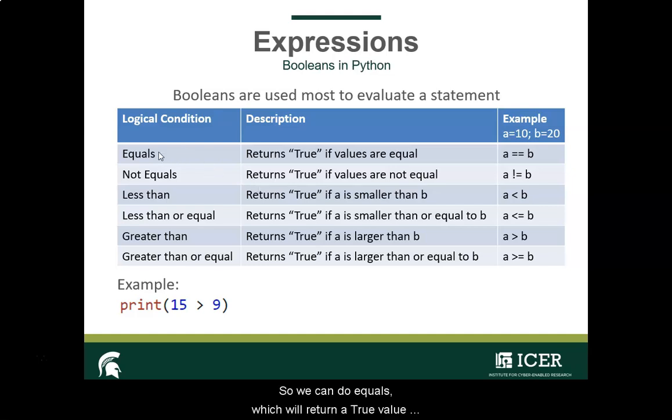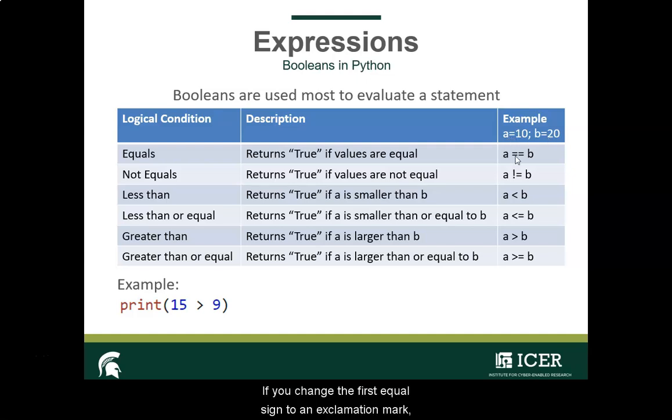So we can do equals, which will return a true value if the two values are equal. So in the example here, A is 10 and B is 20. If you assign these variables these values, and then print the associated statement, you will get a false because 10 is not equal to 20.